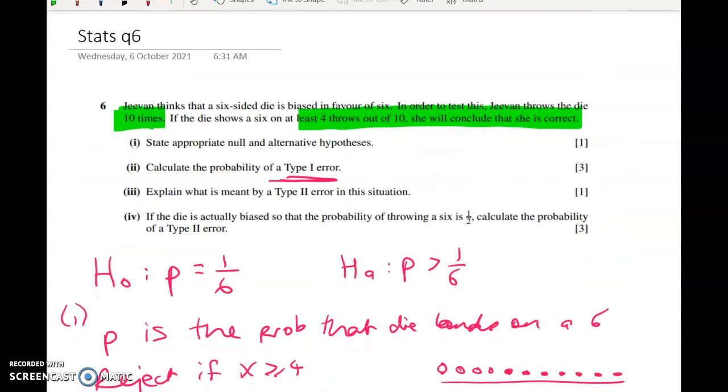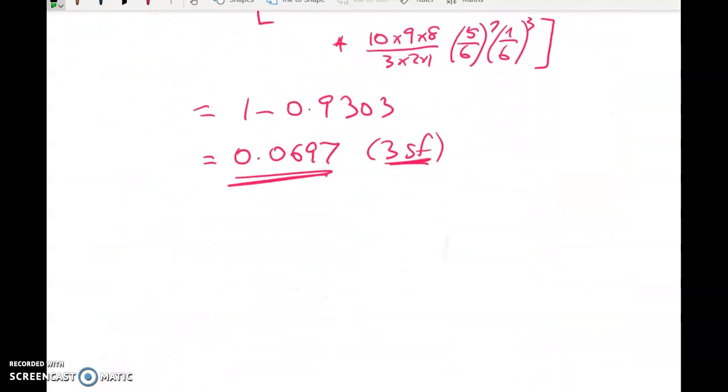Right, explain what is meant by a type 2 error in this situation. You have to answer this in context. So no marks if you just say blah, blah, blah, wrongly accept H0. Okay, so this is what I would say here.